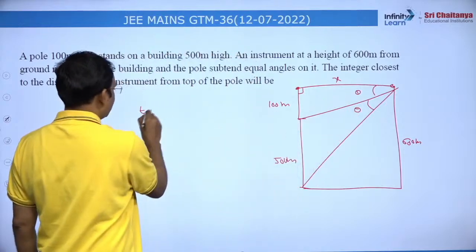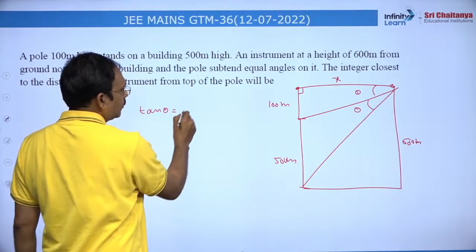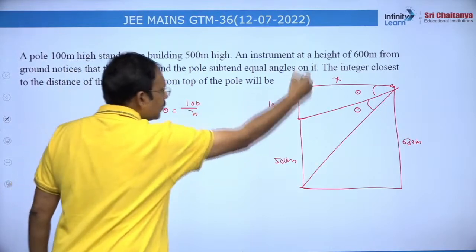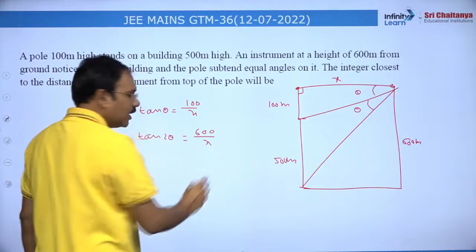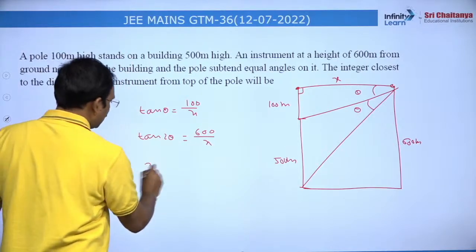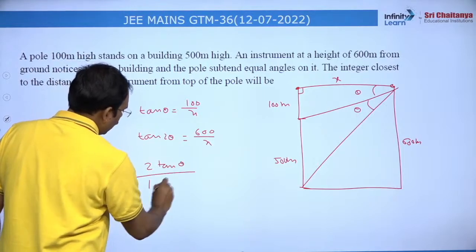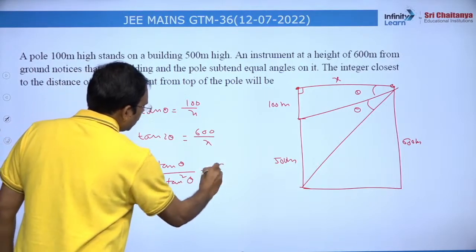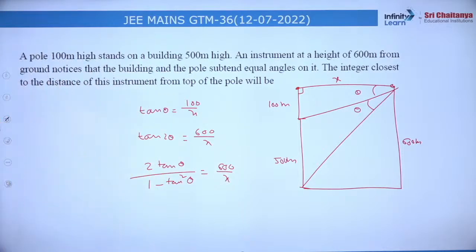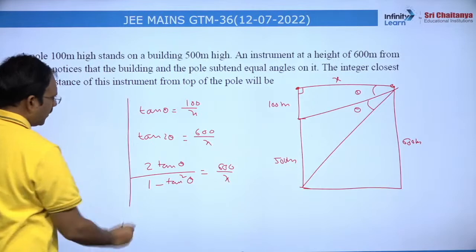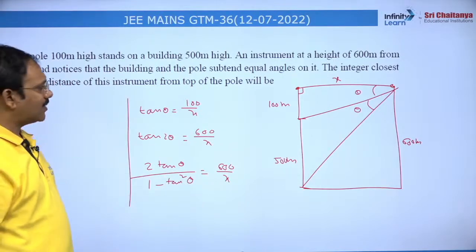So, I can say tan theta is equal to 100 by x. You just take tan 2 theta is equal to 600 by x. You just apply, my dear friends, tan 2 theta means 2 tan theta by 1 minus tan square theta is going to be 600 by x, from which you just simplify. Tan theta needs to be substituted by 100 by x, right. You substitute, you will get some equation in x, you can find x.